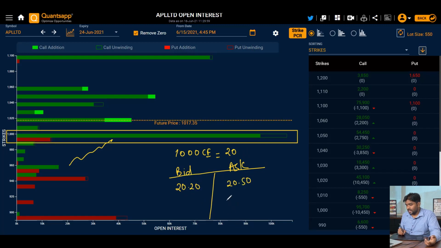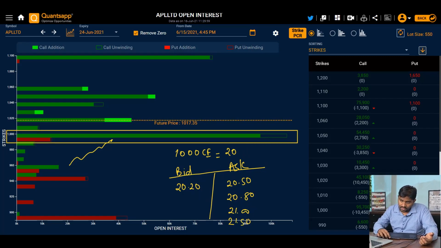The next one is, let's say, 20.80, then 21.50. These are the ask prices, so people are willing to sell at these prices. Now let's say I have created one position on the 1000 call option and I have shorted this particular strike price. When price is coming to this level, I am scared that the market can give a breakout. So I will try to exit from the market, and I will not place a limit order here. I will place a market order so that I can exit quickly.